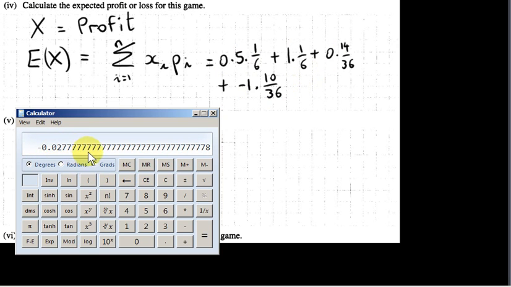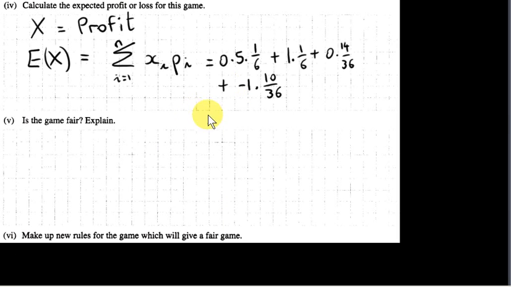Now this answer will be in euros. We're getting the expected value of the random variable x. So x takes on values little x, which are the profits. The profits were, as you saw on the other screen, 0.5, 1, 0 and minus 1. So I'll round this to 2 decimal places. We get minus 0.03 euros. We round to 2 decimal places because in cent this is minus 3 cent.